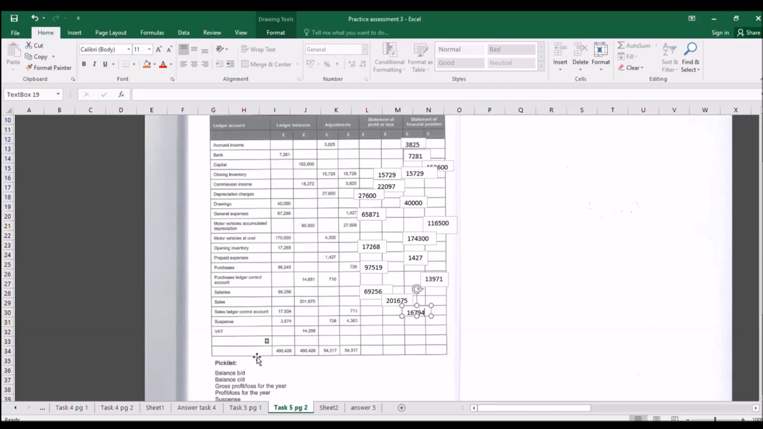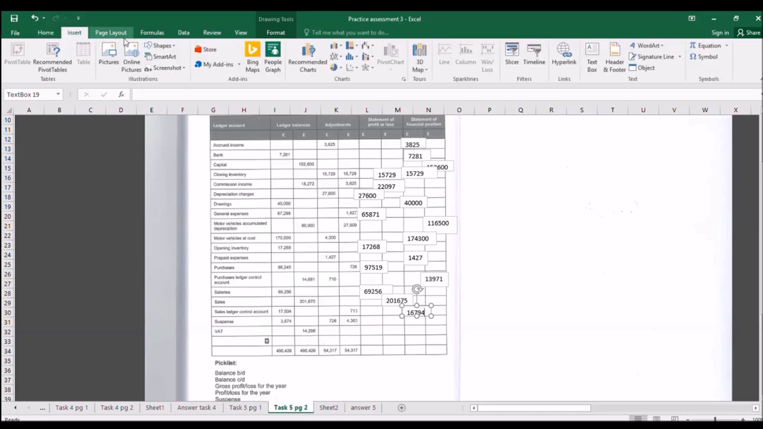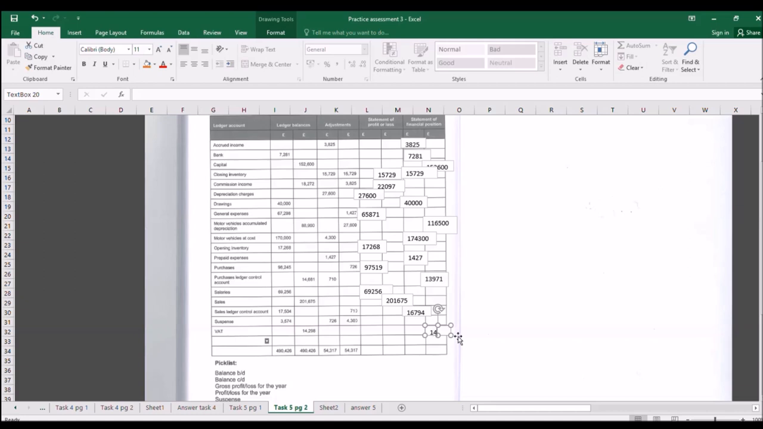Let's just check that that balances. 3574 plus 726 minus 733. Yep, okay, fair enough. 7300, isn't it? 7300. Right, and then our VAT, which is our liability. So our liability goes into the balance sheet. There's this credit there, 14,298. Like that.